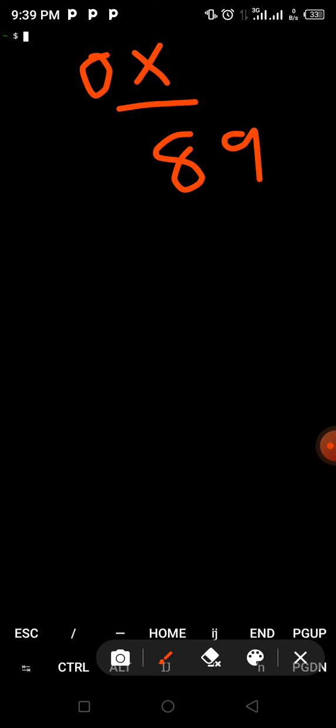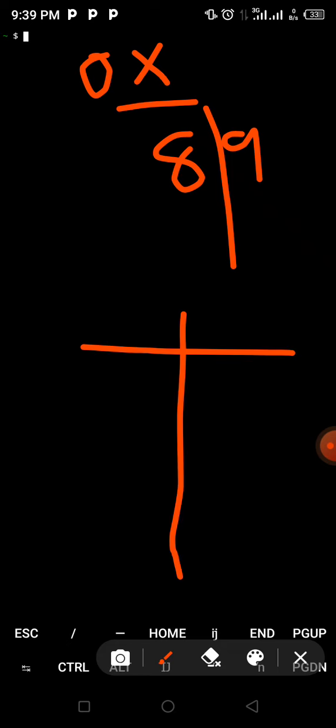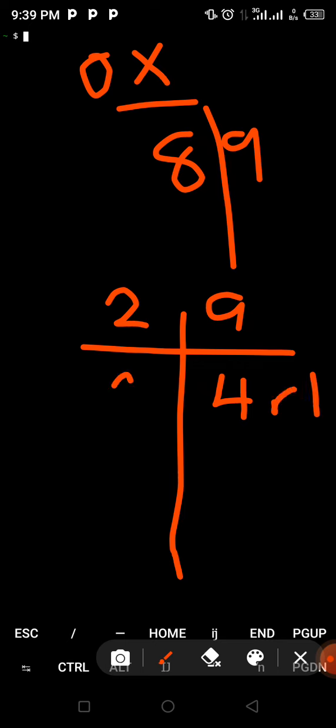So the first one we're going to be dealing with is 9. So what is 9 in binary? Let's draw that. 2 and 9. So 2 goes into 9 that should be 4, remainder 1. You can see that. 2 goes into 4, that should be 2, remainder 0.